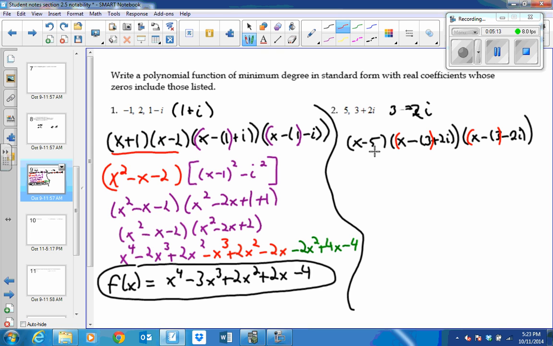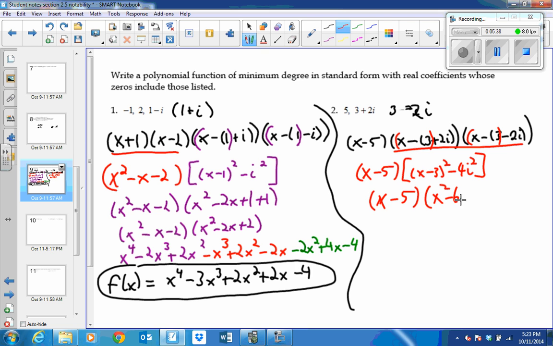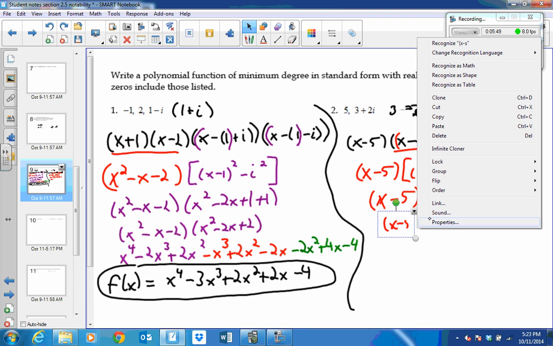So I'm not going to touch this first binomial. I'm going to leave that as x minus 5. Now these two together, I'm going to say is x minus 3 squared minus 4i squared. And when I simplify that, I get x minus 5 times, inside here, x squared minus 6x plus 9. Minus 4i squared is going to be plus 4. So we have x minus 5.